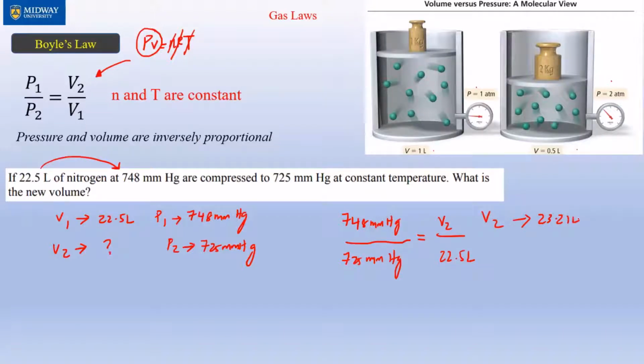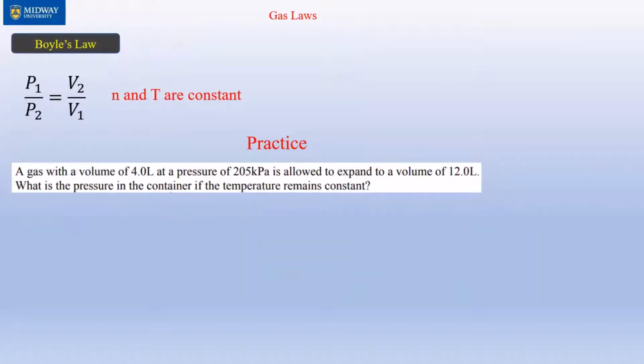So Boyle's law is when you are dealing with pressure and volume as the two variables, and it makes sense. We reduced the pressure, so volume should go up, and yes, it went up from 22.5 to 23.21. And here is the practice problem for you to work.